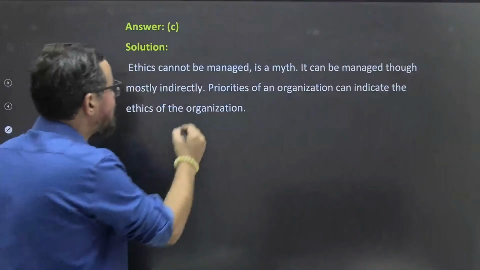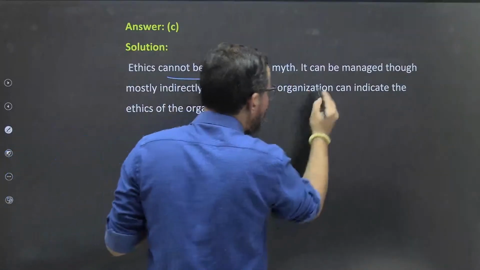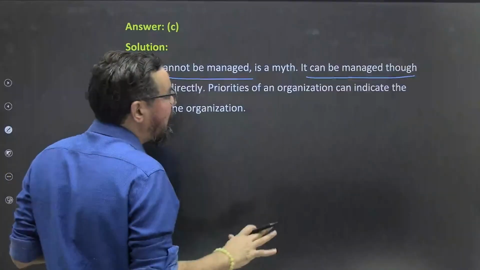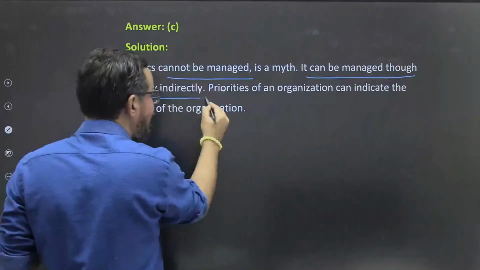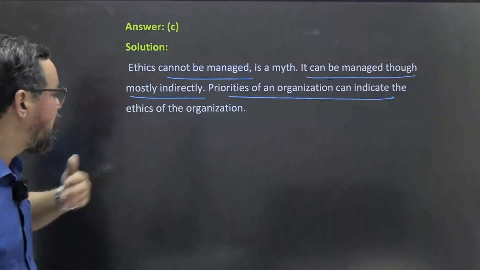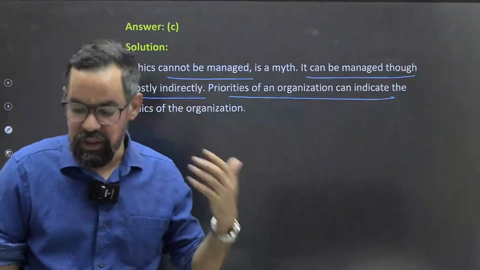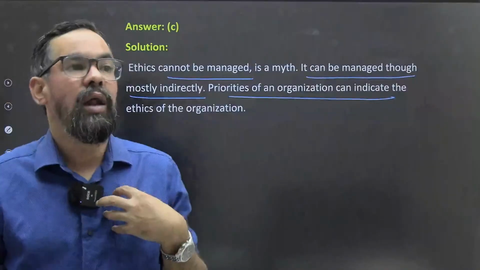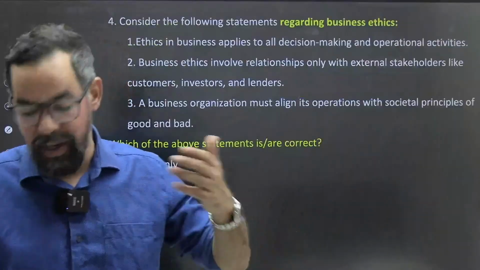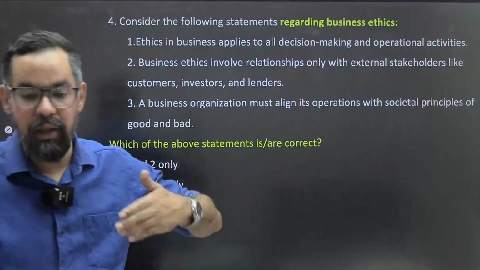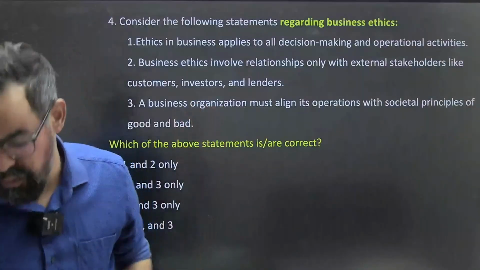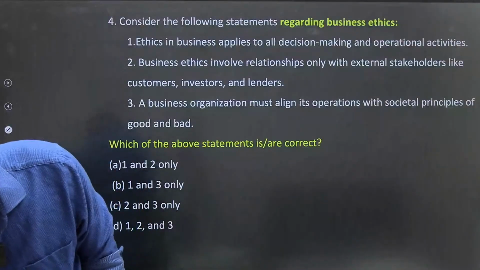Okay? So ethics cannot be managed. It is a myth. Okay? It can be managed mostly indirectly. Priorities of the organization can indicate the ethics of the organization. Okay? So this is the one. This is something like we have to make people understand about those particular things, and accordingly, if you influence them in that direction, they'll act in the same way also, right? Very good, guys. Awesome. Chalo, next one.